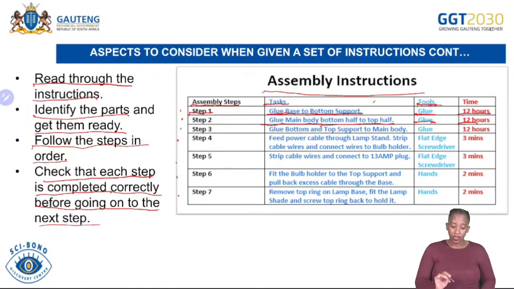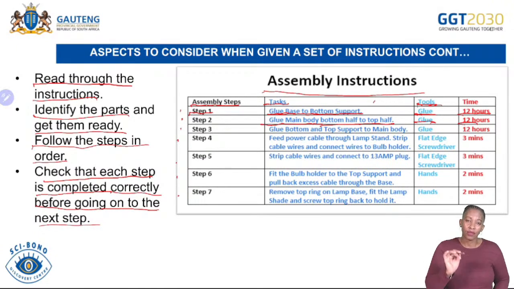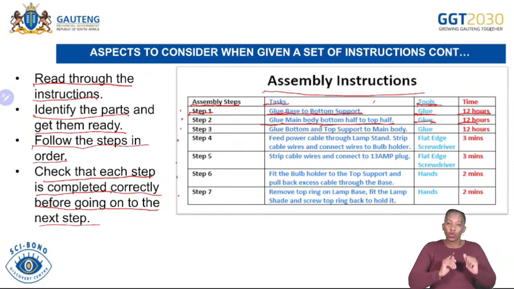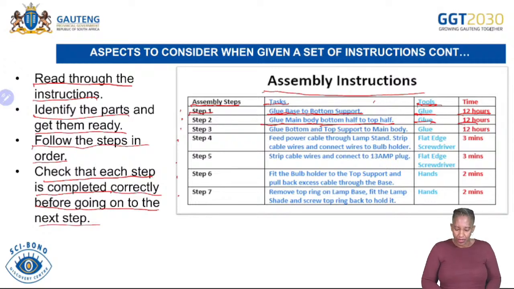As you have seen, we start with step number 1. We finish it. It says wait for 12 hours. After you have glued the base to the bottom support, you leave it for 12 hours. And then after 12 hours, you go to the next step. The next step says glue the main body bottom half to top half. You glue those two together, and you put it there for how many hours again? For 12 hours, because that is the instruction you are given that you must follow.